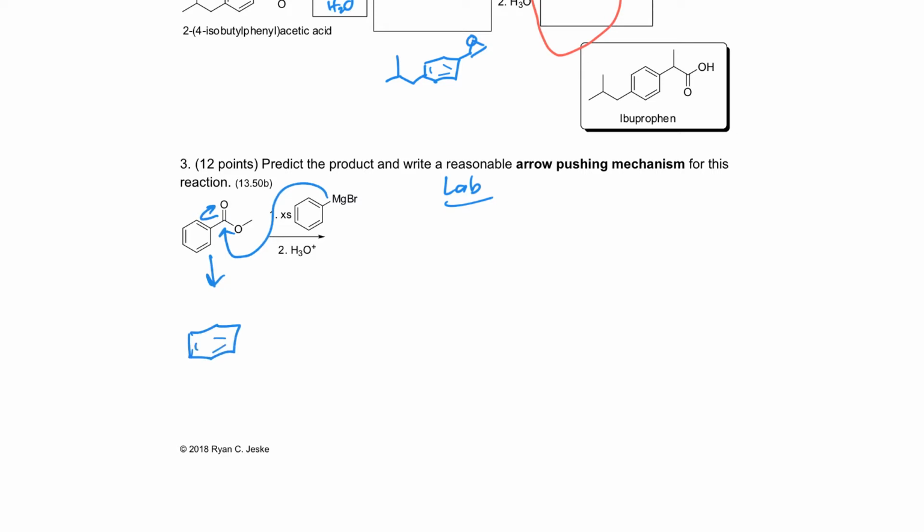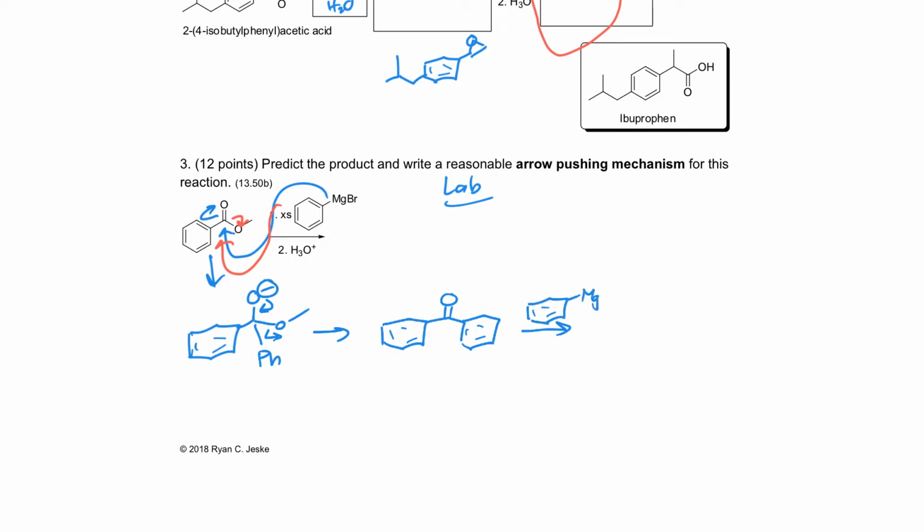A lot of students wanted to draw these red arrows and immediately losing the methoxide, and that was not the correct way to go. We were going to push electrons onto the carbonyl oxygen and then we can drop the electrons back to the pi bond, losing the methoxide, reforming the carbonyl, and that's going to react even more quickly with another equivalent of Grignard.